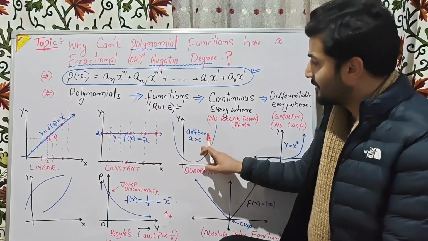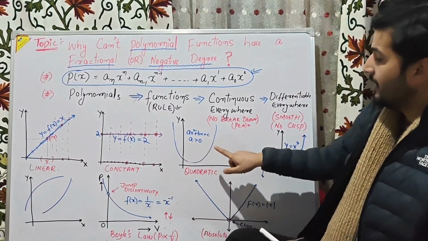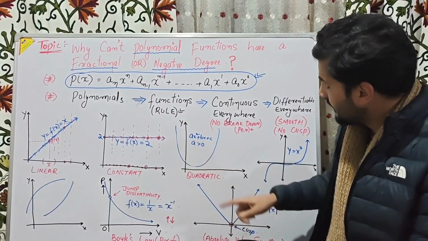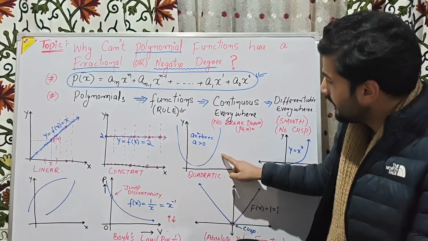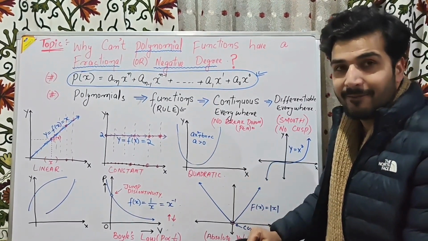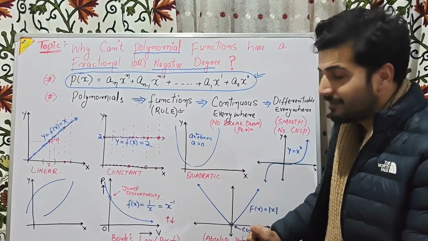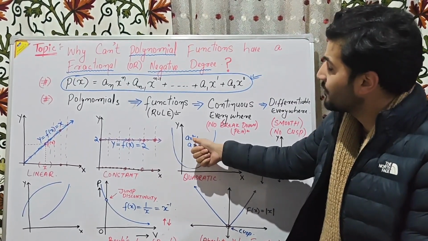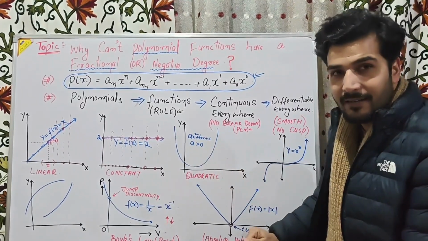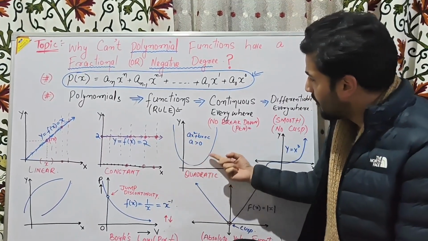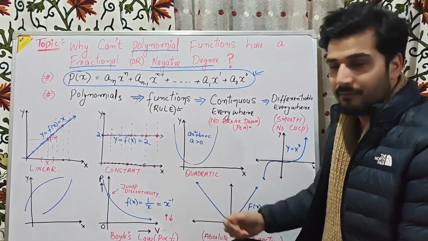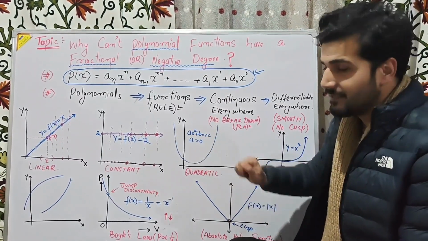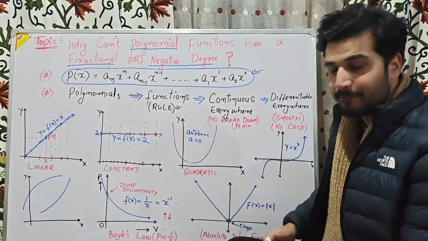Now moving to the next graph of the function. This graph is the graph of a quadratic polynomial. So what is a quadratic polynomial? A quadratic polynomial is a type of polynomial in the form ax square plus bx plus c, right? And the mouth of this quadratic polynomial opens upwards. It means that the coefficient of x square is greater than 0, right?